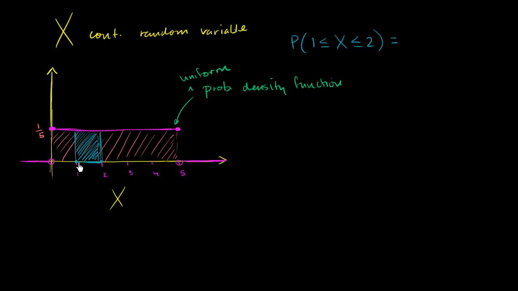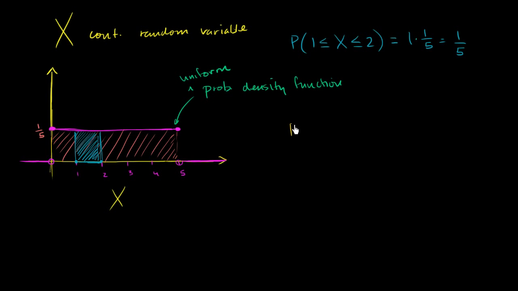And so what is this area? Well, the base here is 1. The height here is 1/5. We haven't drawn the height to scale here. Base is 1, height is 1/5. So it's going to be 1 times 1/5, which is equal to 1/5. Let's think about another one.